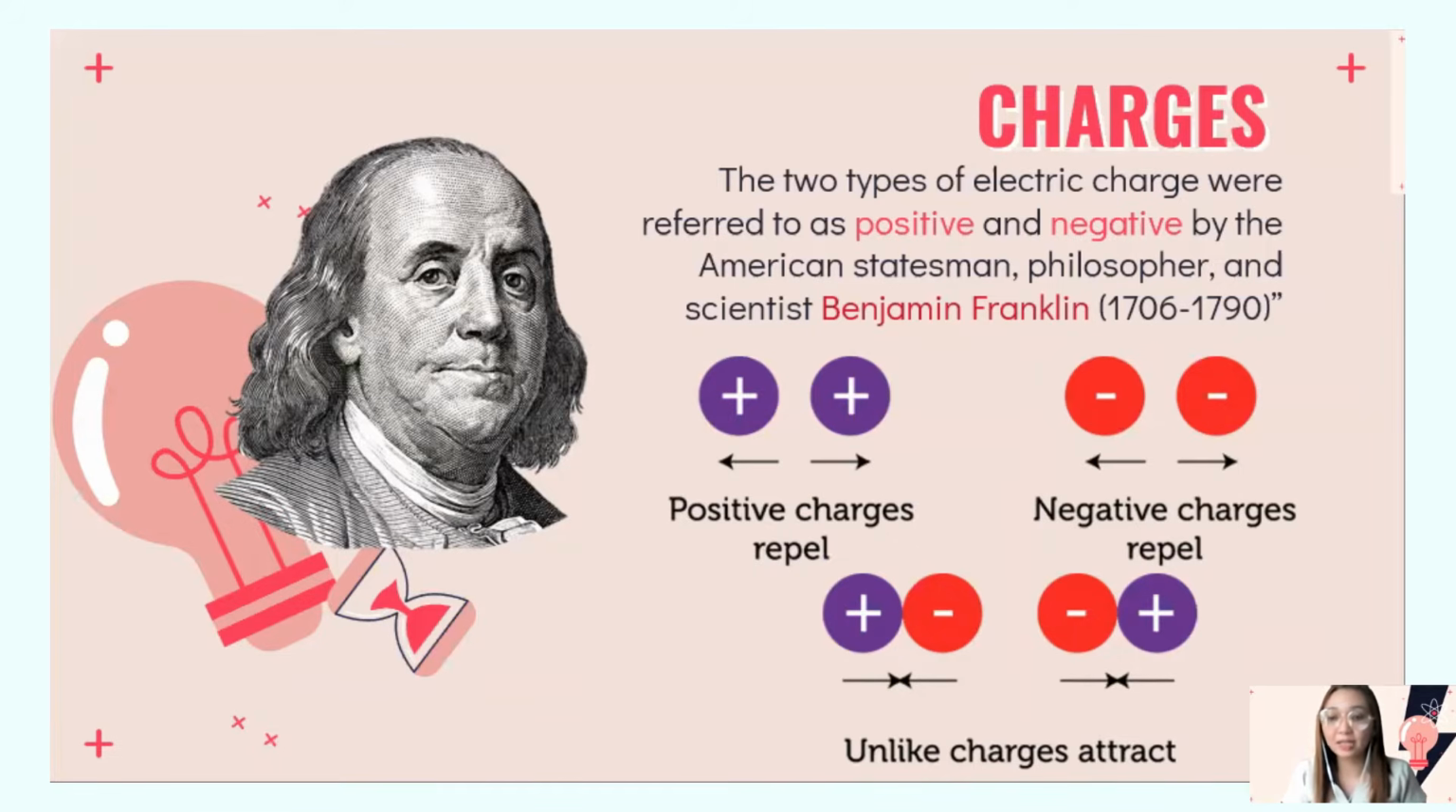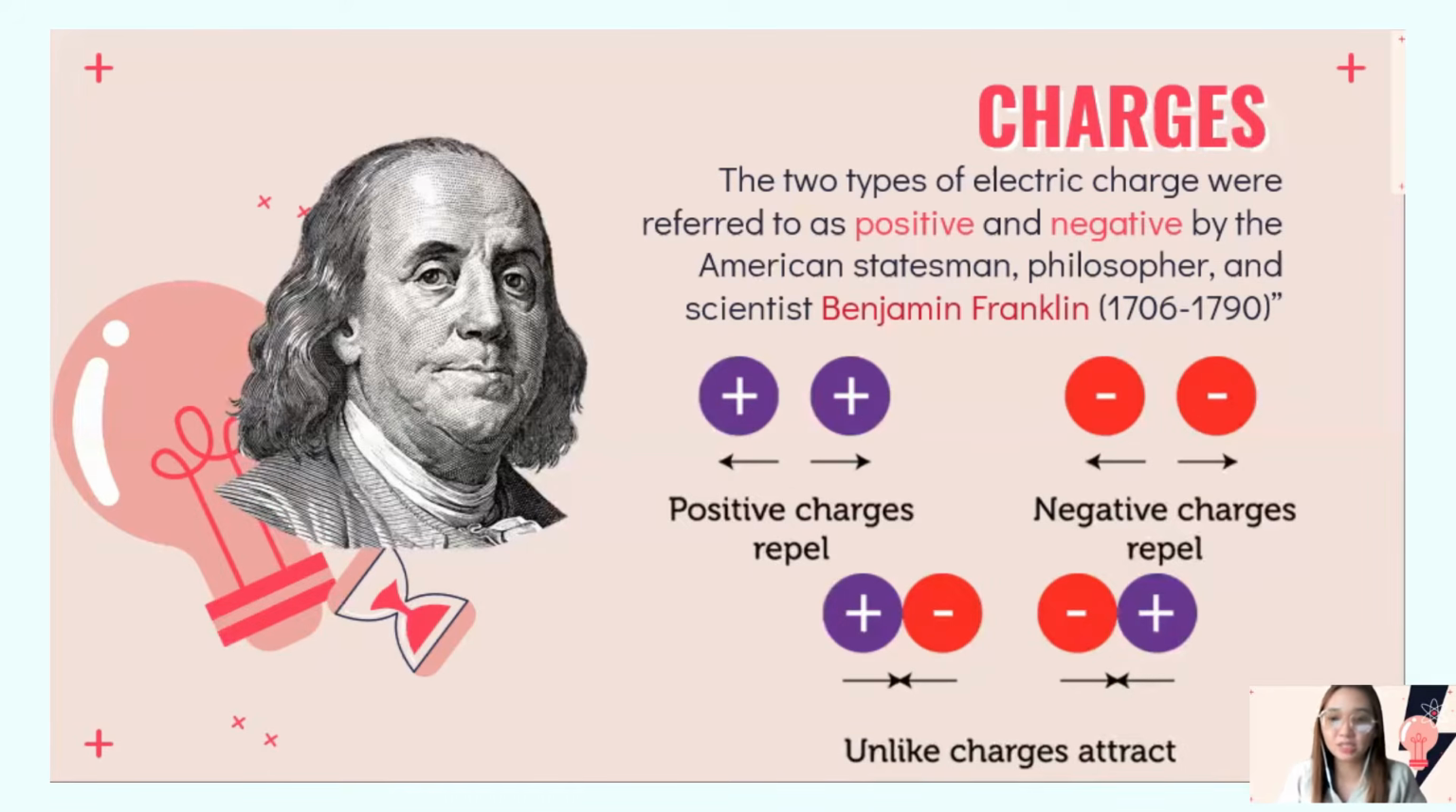So the law of electrostatic force states that when two like charges interact with one another, they repel each other. In addition, when opposite charges interact with one another, they attract each other. To summarize, the law of electrostatic force states that like charges repel and opposite charges attract.